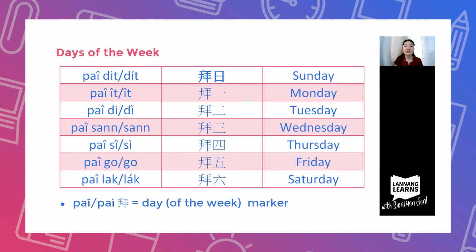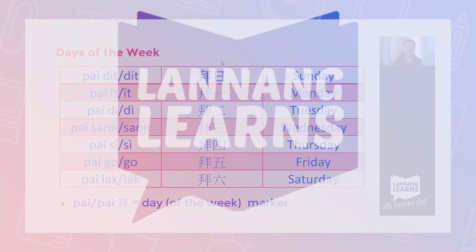And lastly, to learn about the days of the week, we have the word pai as the day of the week marker. So we say pai dit, pai it, pai di, pai sa, pai si, pai go, pai lak. Again, that's pai dit, pai it, pai di, pai sa, pai si, pai go, and pai lak. Pai being the day of the week marker.